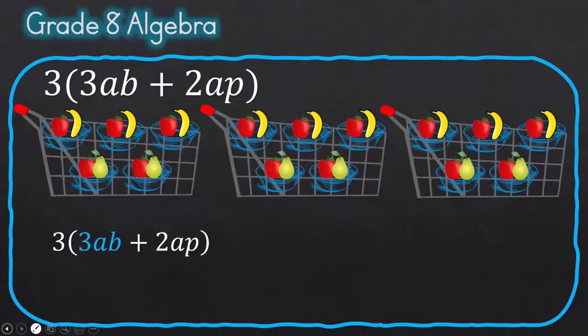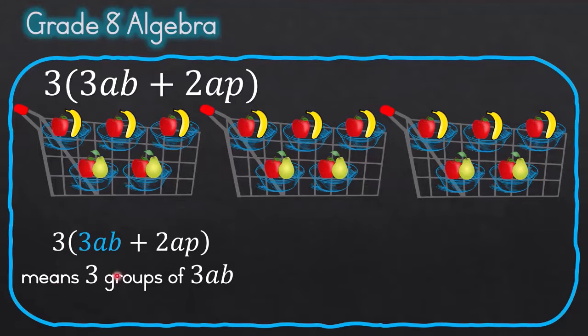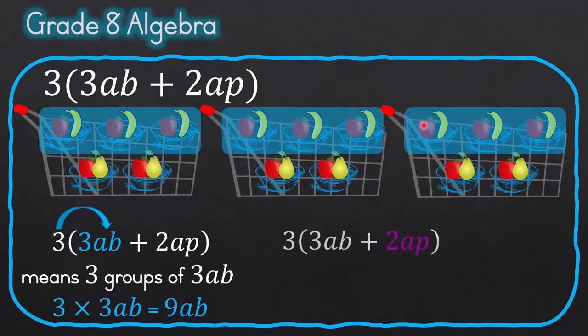So that means that I have 3 groups of 3AB. So in this trolley there's 3 apple bananas, there's 3 more apples and bananas, and there are 3 more apples and bananas. See, 1, 2, 3 groups. So how many apples and bananas do I have? 1, 2, 3, 4, 5, 6, 7, 8, 9 groups of apples and bananas. So if I write it out algebraically, I'm going to say 3 times 3 gives me the 9AB. All of that is one thing.